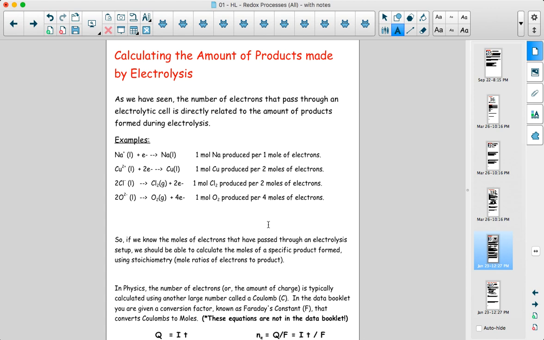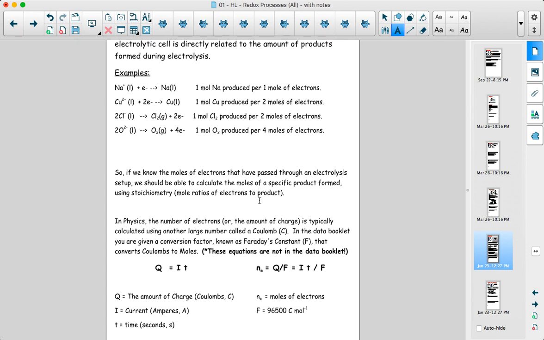So for the same 4 moles of electrons, if we sent 4 moles of electrons through an electrolysis setup, we would expect to produce 1 mole of oxygen, 2 moles of chlorine, 2 moles of copper, and 4 moles of sodium if we applied those mole ratios. So you're applying mole ratios just like you did in the stoichiometry unit, but now it's a mole ratio of electrons to a particular product. So that's the first step.